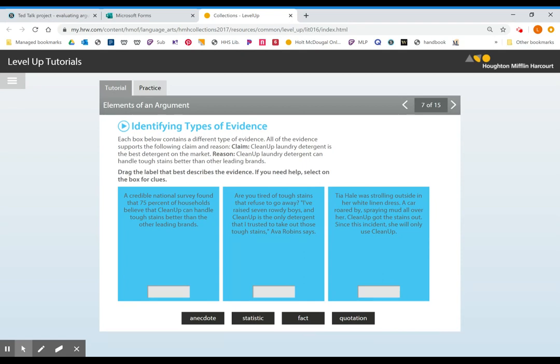Okay, so these are all potential pieces of evidence that this advertisement might include to convince you that, hey, this laundry detergent is the best. A credible national survey found that 75% of households believe that Clean Up can handle tough stains better than the other leading brands. So what type of evidence is that? Is it an anecdote, a story? Is it a statistic? Is it a fact? Or is it a quotation? I would say it's a statistic because it uses numbers, right? 75% of households.